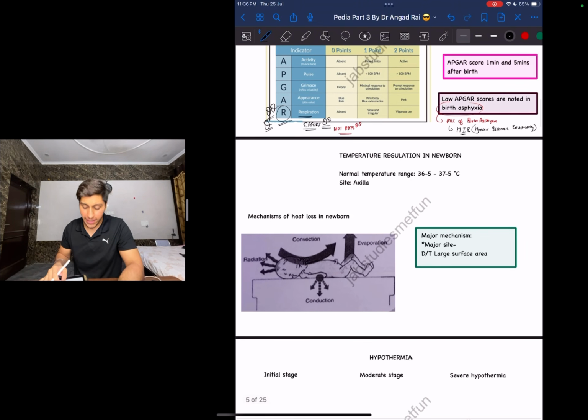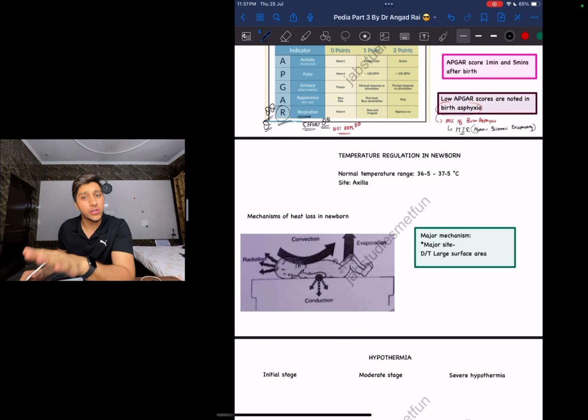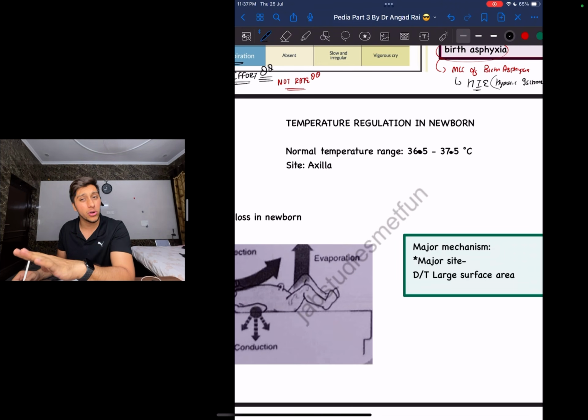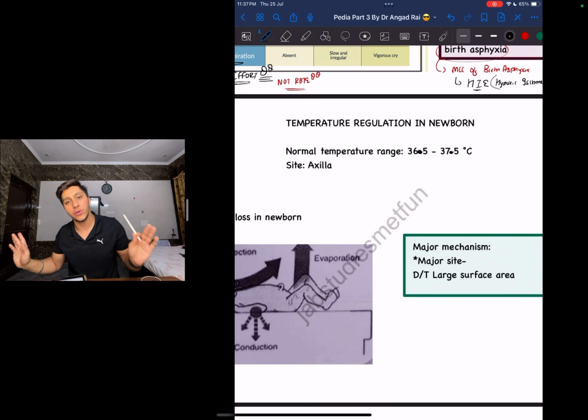Okay. Next, guys, we're done with APGAR as well. Now let's talk about temperature regulation. Now temperature, you guys need to know what is the normal body temperature. The normal body temperature in a baby is 36.5 to 37.5. Anything more than that, not good. Anything less than that, not good. How do you measure it? You take the thermometer and usually you keep it in the axilla.